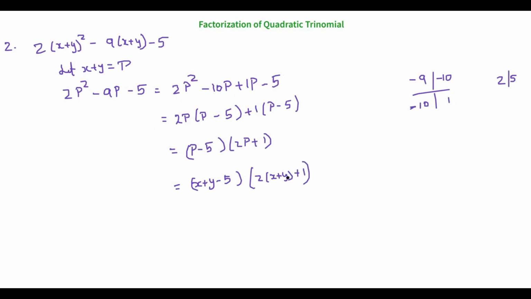Now we have to open up the brackets. The first term will remain as such, x plus y minus 5. And here I am going to multiply 2 with x and 2 with y. So here I will get 2x plus 2y plus 1. We just substituted p equals x plus y and then solved it. So this is our final answer. Is it easy? We just do the first step and the last step differently. Otherwise all the other steps are the same.